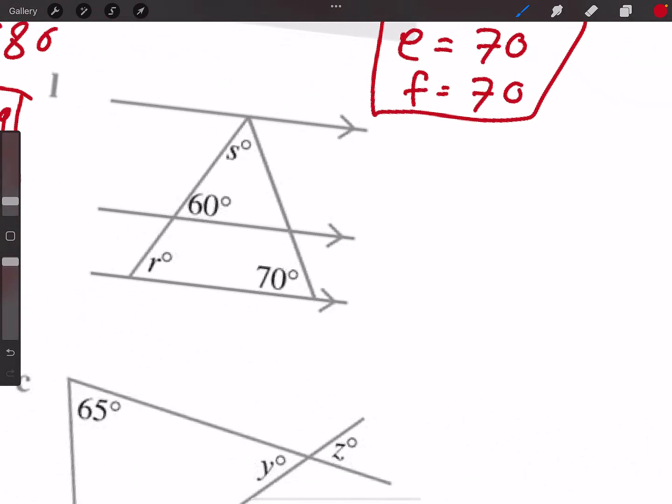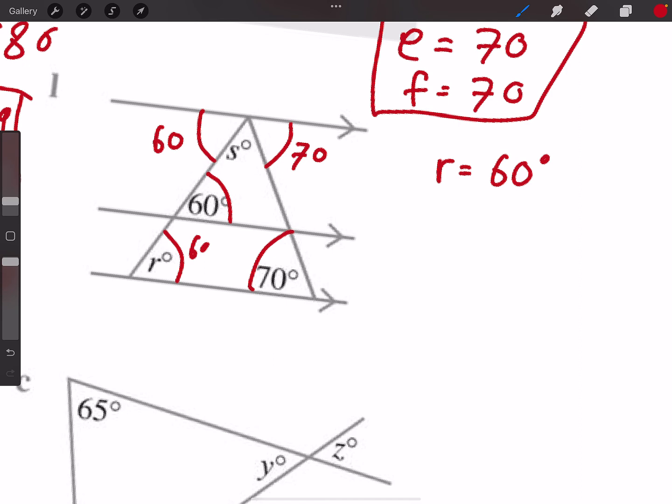Now for this one. What can I say? You have these three parallel lines. This one must be 70 because this one's 70. They're both acute angles, right? This is R. Actually, no, let's not look at R yet. This is 60, so this one must also be 60, and R must also be 60. They're all the same. So R is instantly 60 degrees.